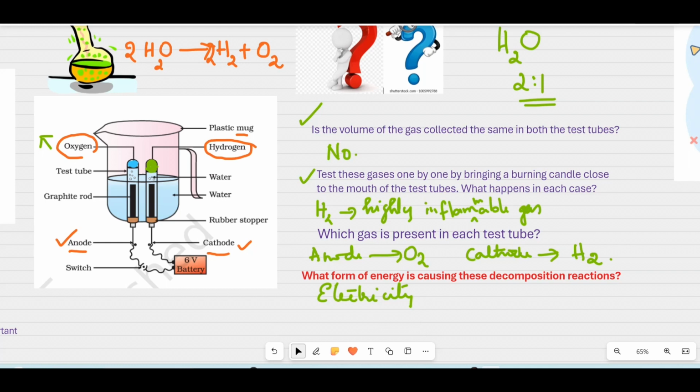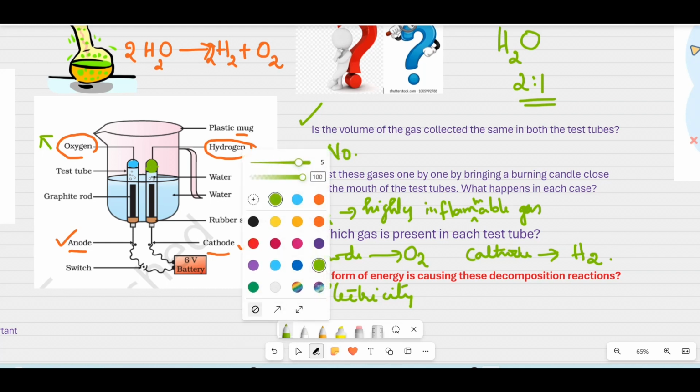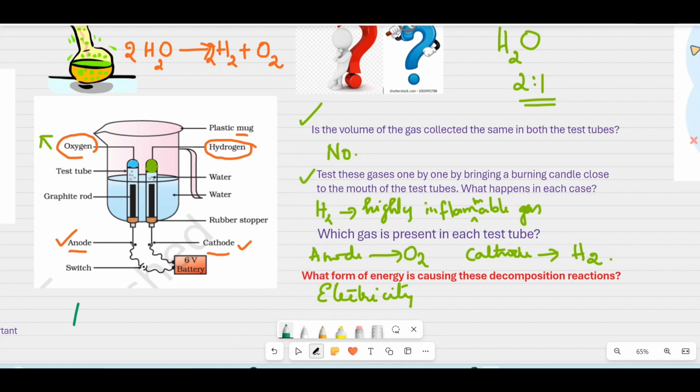We have many examples other than water. You can write sodium chloride decomposition: NaCl decomposes to give sodium and chlorine gas. Sodium is a solid substance, so when it undergoes decomposition you may get it in the molten state. Na plus Cl2, chlorine gas, will be obtained.